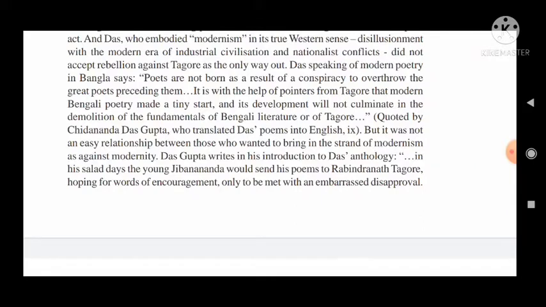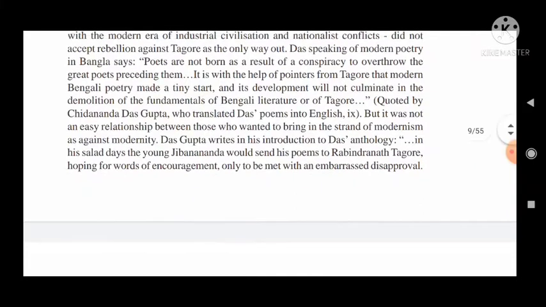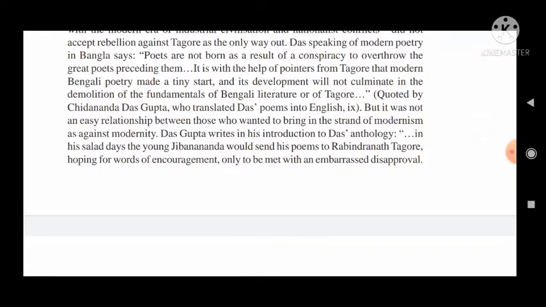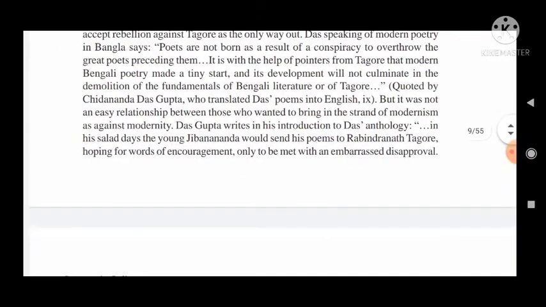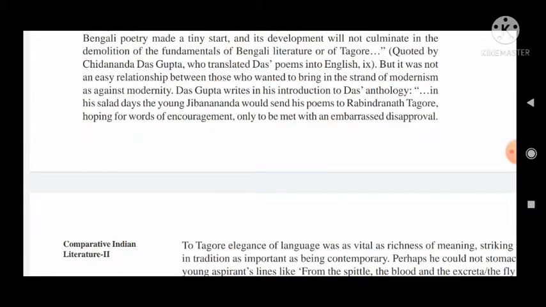Speaking of modern poetry in Bangla, he says poets are not born as a result of a conspiracy to overthrow the great poets preceding them. It is with the help of pointers from Tagore that modern Bengali poetry made a tiny start, and its development will not culminate in the demolition of the fundamentals of Bengali literature or of Tagore. Quoted by Chidananda Dasgupta, who translated Das's poems into English.